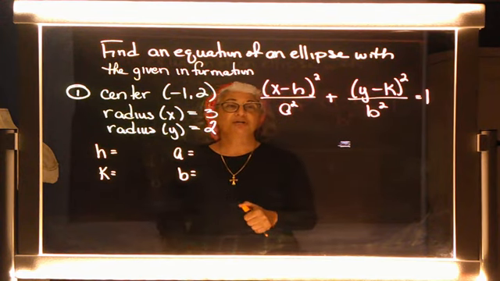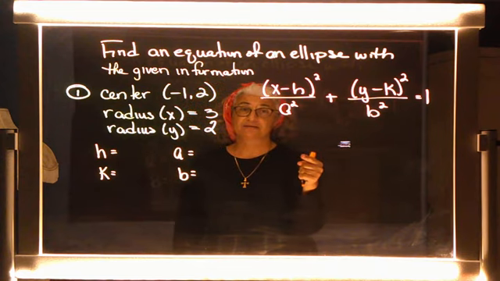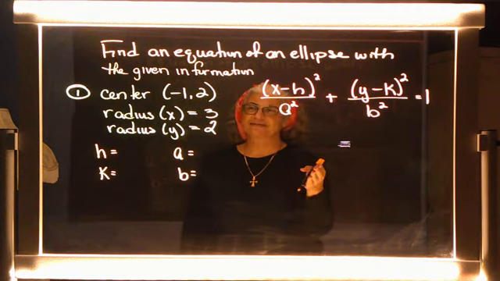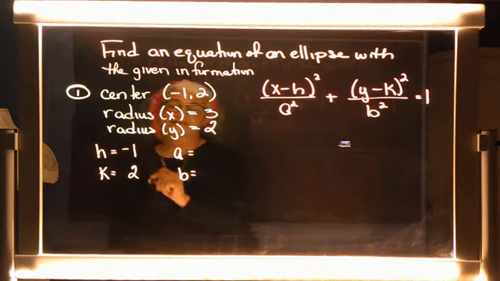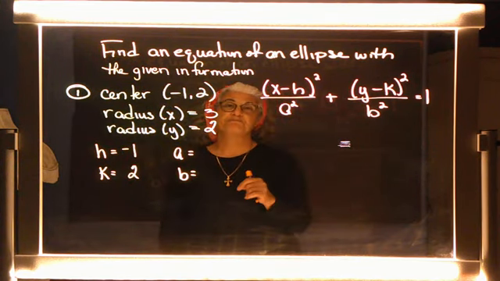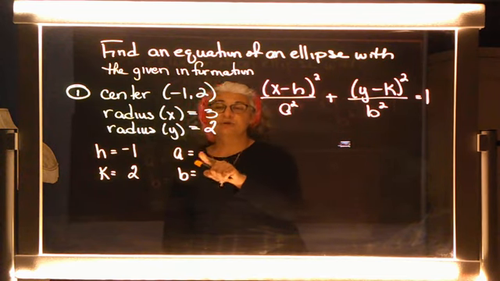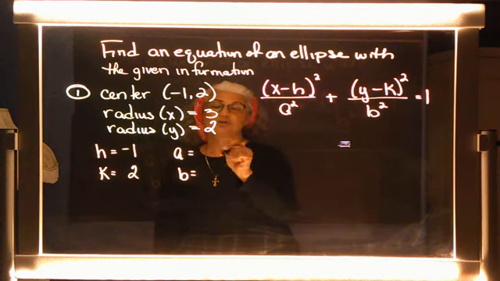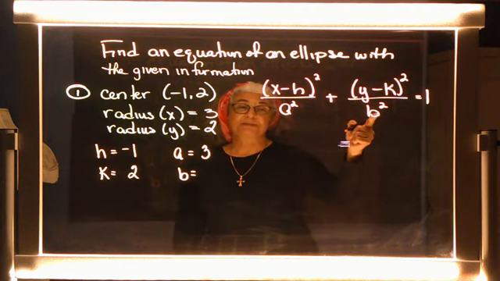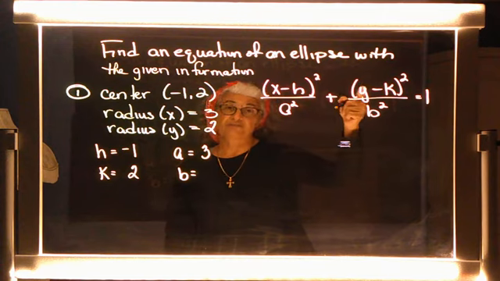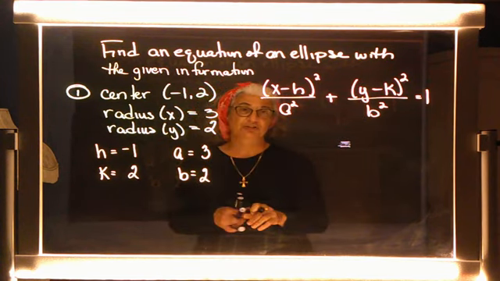Okay, so h and k represent the what? Yeah, they represent the center. So we know h is -1 and k is +2. Agreed? Now a is under the x. So what would a represent here? Good, the 3, because that's the radius in the x direction, and the b being under the y variable. Good, the b is the radius in the y direction, which is 2.